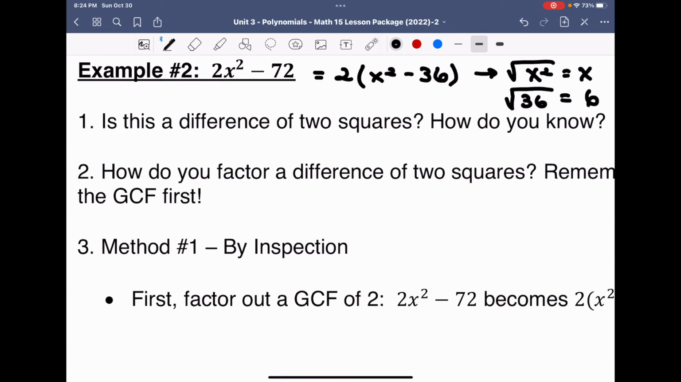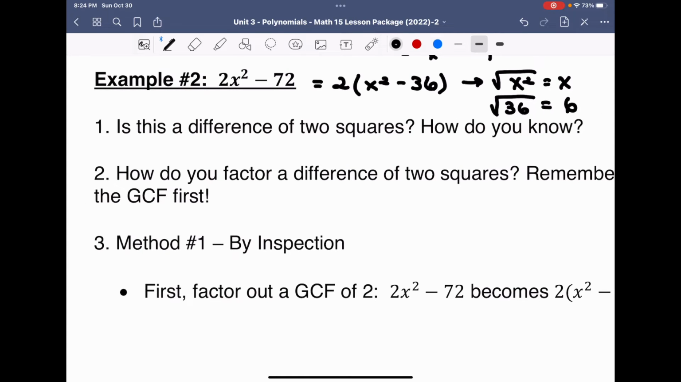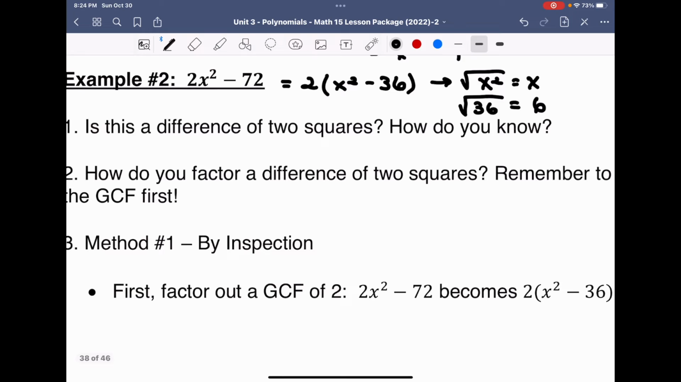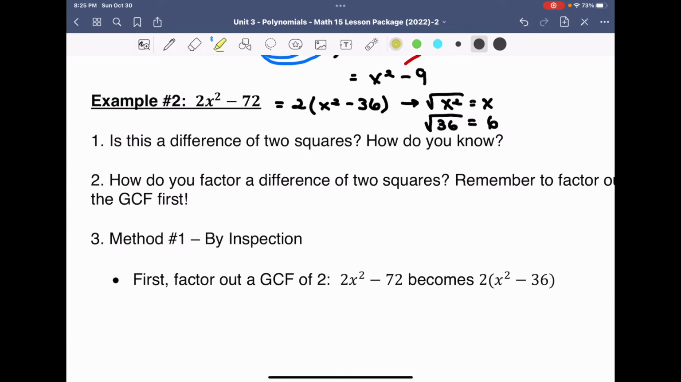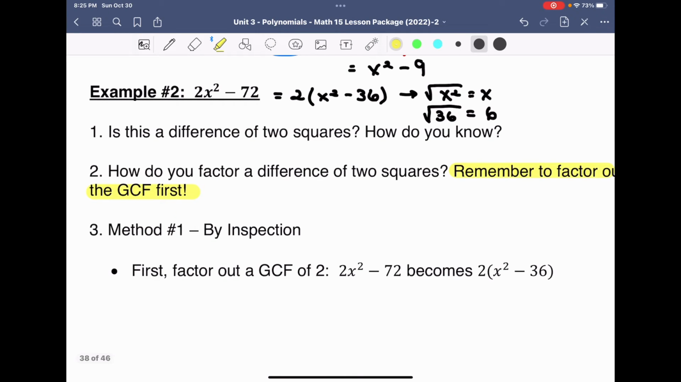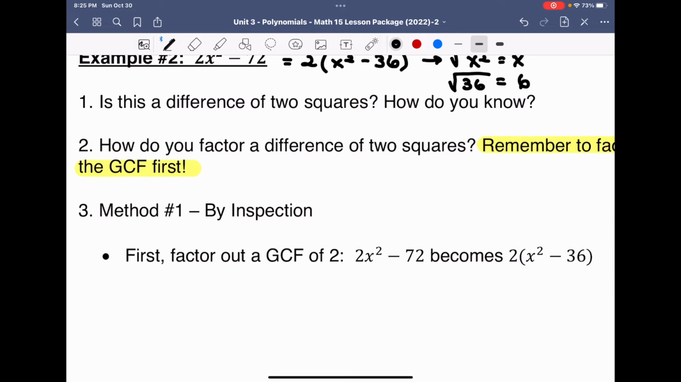Now, just as they say in number 2 here, how do we know it's a difference of squares? Well, we were able to expose this. How were we able to expose the difference of squares? We remembered that removing out a common factor, or our GCF, is always step 1. And now, by inspection, we took out that GCF of 2, and our statement became from 2x squared minus 72, 2 times x squared minus 36.